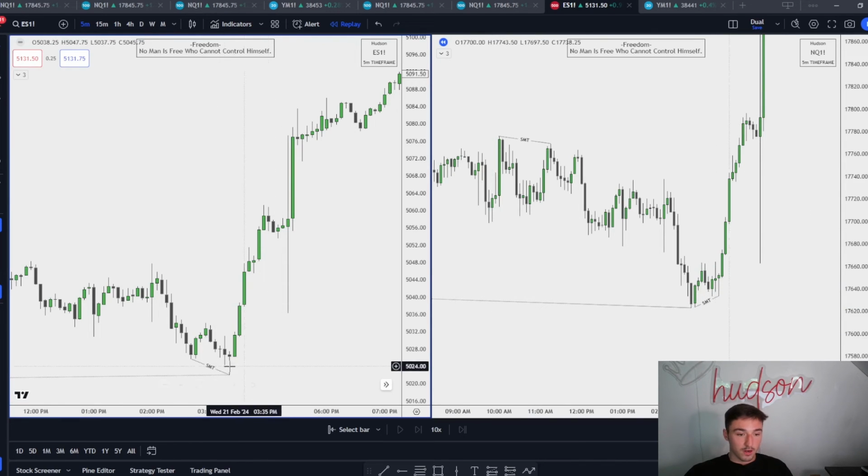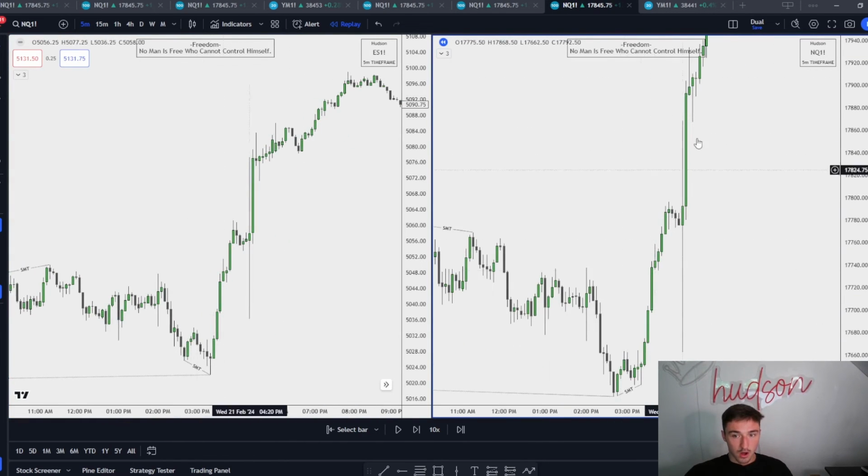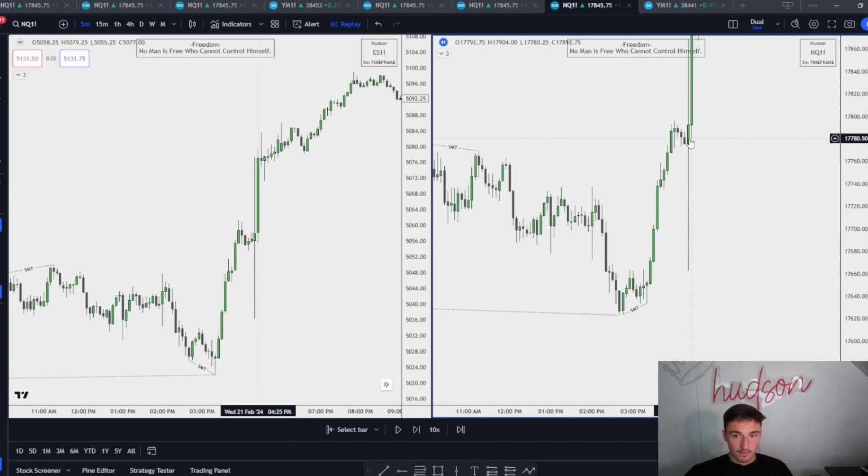What do we wait for? An ES cracking correlation when ES takes out a new low. Right here it does that. NQ refuses to. Look at the speed. Look at that speed. Straight up. That is what you want to wait for whenever we have a fat SMT, right?